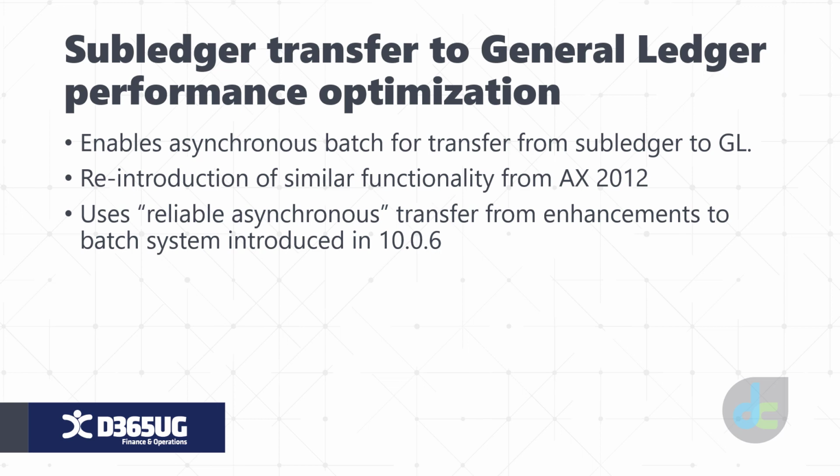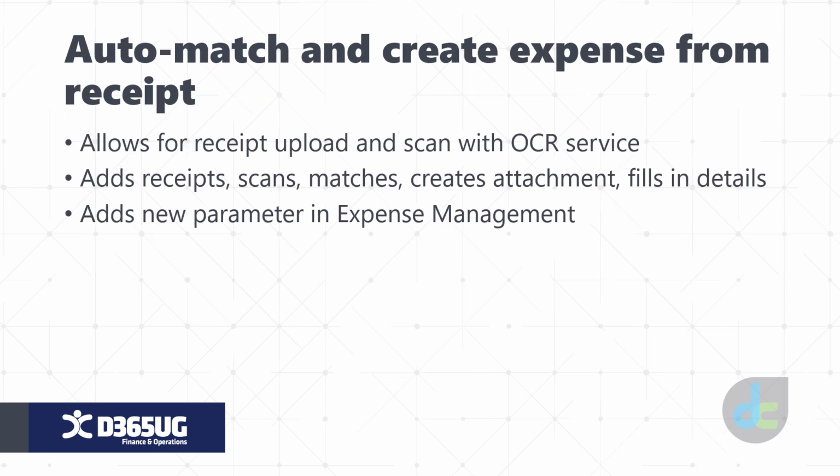Next we have the subledger transfer from General Journal performance optimization. This reintroduces some functionality that we had in 2012. It enables an asynchronous batch to transfer from SPL to GL. This uses the reliable asynchronous transfer that was introduced as part of 10.0.6.